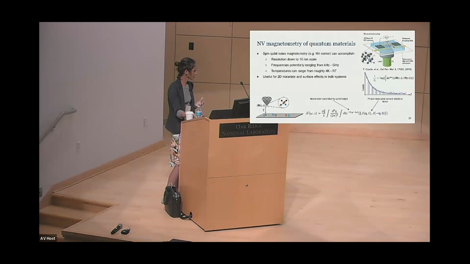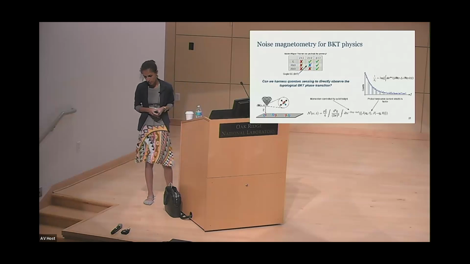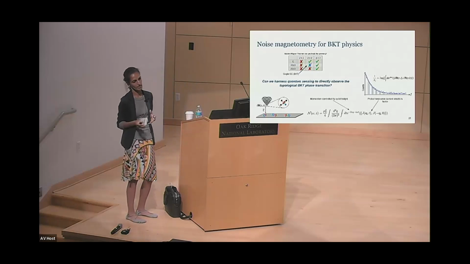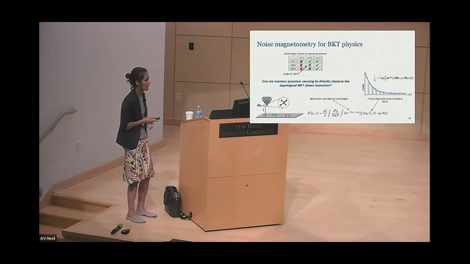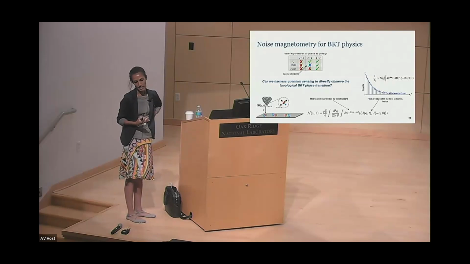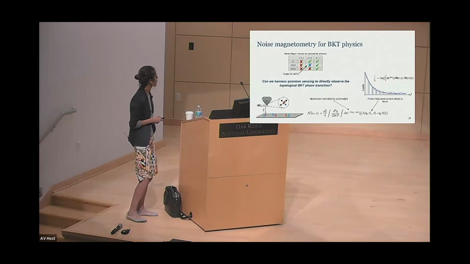Well, there's a phase transition that people have been trying to characterize for some time, which is the Berezinskii-Kosterlitz-Thouless transition. So BKT physics is something that lots of people care about. And the idea was, well, can we actually look at this noise magnetometry as a probe of the topological BKT transition? Okay. And the short answer is yes. The long answer is it's hard, but doable. Okay. So let me tell you why yes.